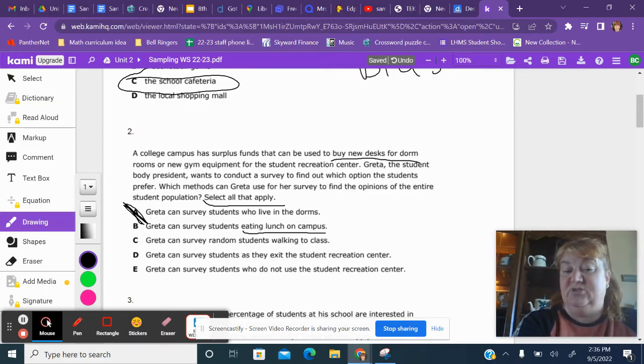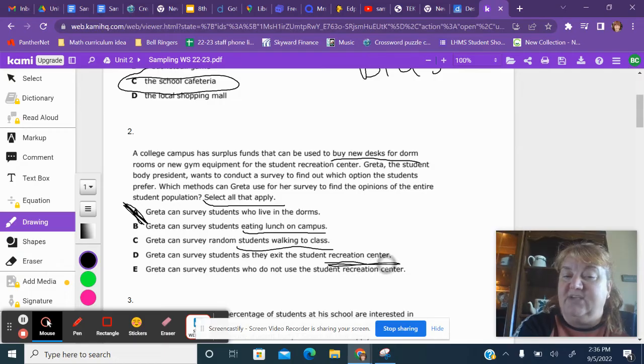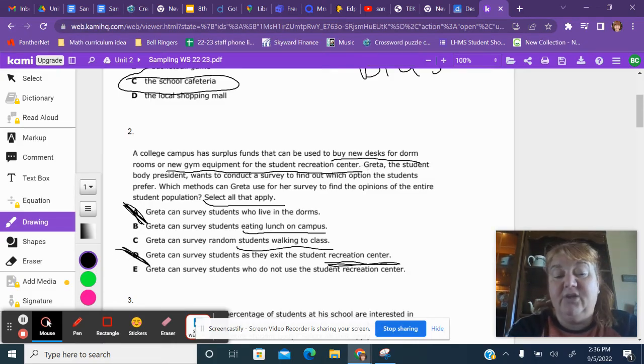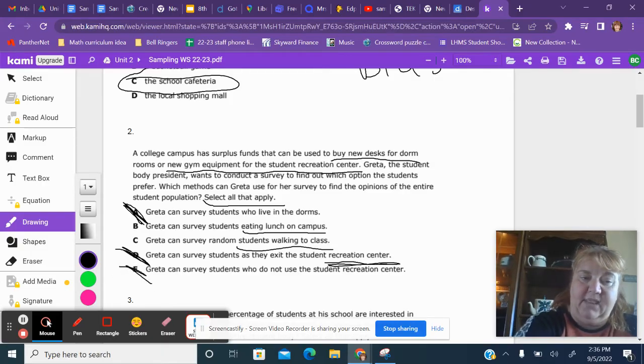Greta could survey random students walking to class. Well, if they're part of the student body, they're definitely walking to class. Greta could survey students as they exit the student recreation center. Again, you have a bias here. If they're going to the recreation center, they're going to want to probably get equipment for the recreation center. That's not a good one. And Greta could survey students who do not use the recreation center. Well, again, you have a bias of students there. They don't use the rec center. They don't care about the rec center. There's a bias. So, no on that one. So, I think we'd be safe with B and C.